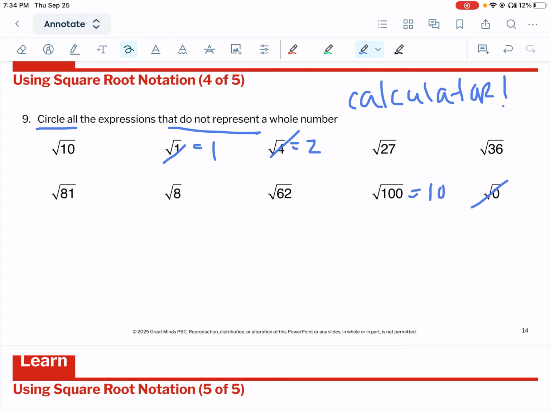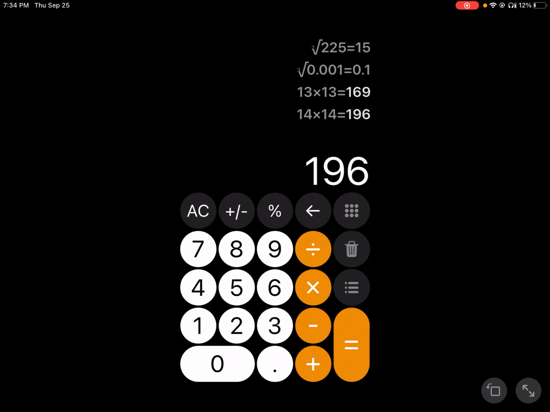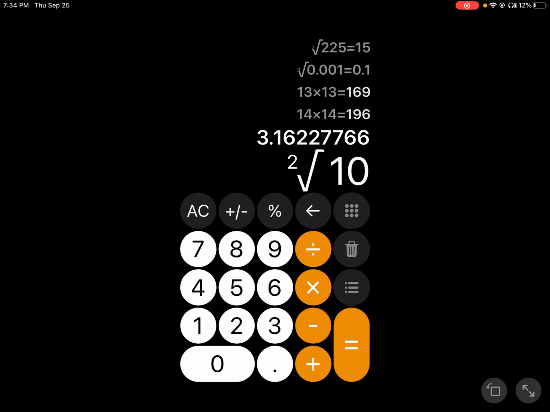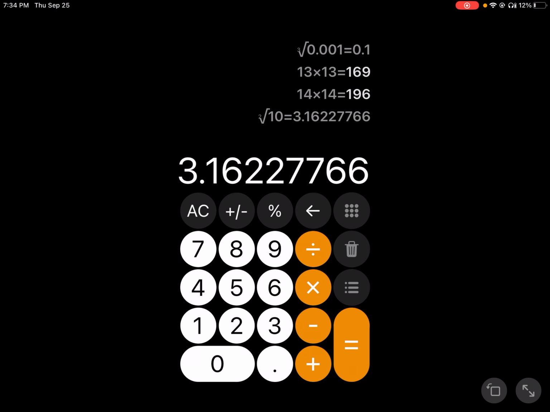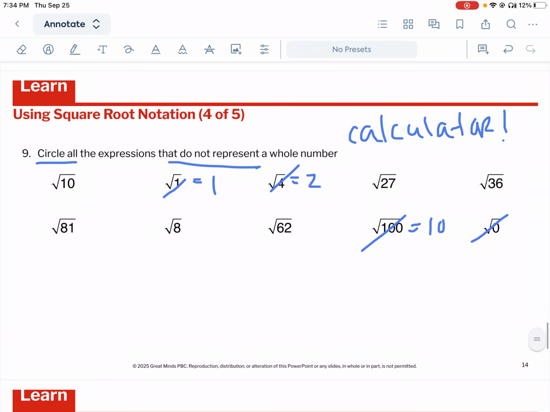This is a perfect square. 10 times 10 is 100. So that'll get me 10. Now, if I took the square root of 10, let's say, just plug that in. Hit the square root symbol. Put in 10. That equals 3.16. So that is a number that we would circle that does not represent a whole number.